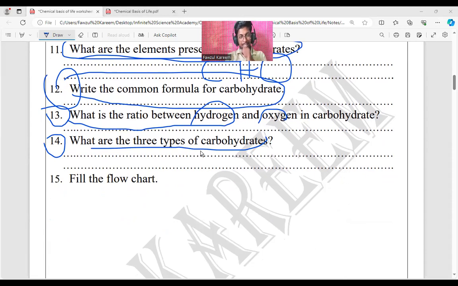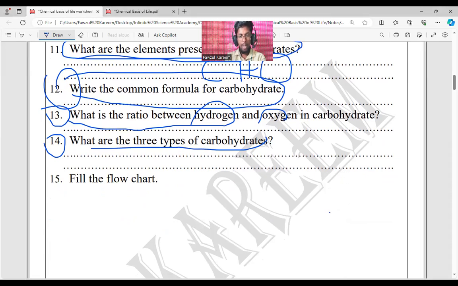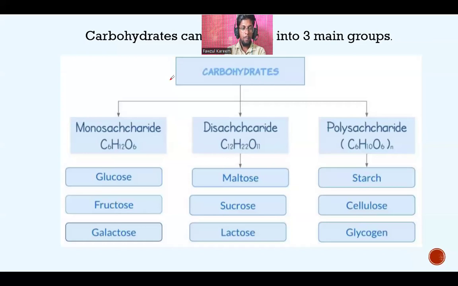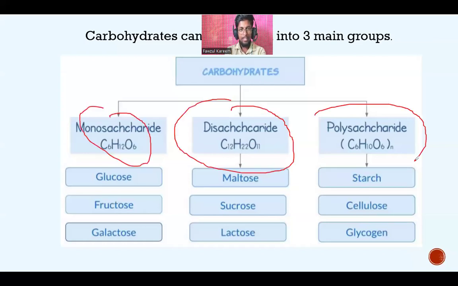Very good. Yes, Ashnaf. Okay. Very good. And Rashida Amani. Yes, monosaccharide, disaccharide, and polysaccharide. There are 3 types of carbohydrate, right? The carbohydrate can be divided into 3 types: monosaccharide, disaccharide, and polysaccharide. Okay. Yes, right. Then our next question.